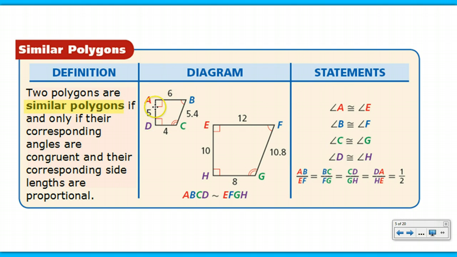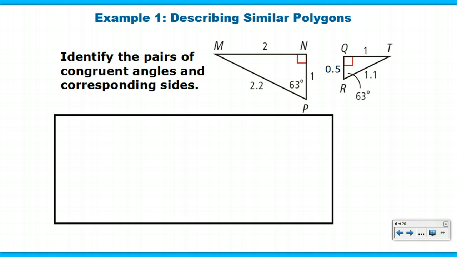We see that side AD, down here, is proportional to side EH, 5/10, which equals 1/2, right? Just as side AB is proportional to side EF, 6/12, which also is 1/2, and so on, right? So when we have similar polygons, the sides are proportional and the angles are all congruent. So identify the pairs of congruent angles and corresponding sides in these similar polygons.